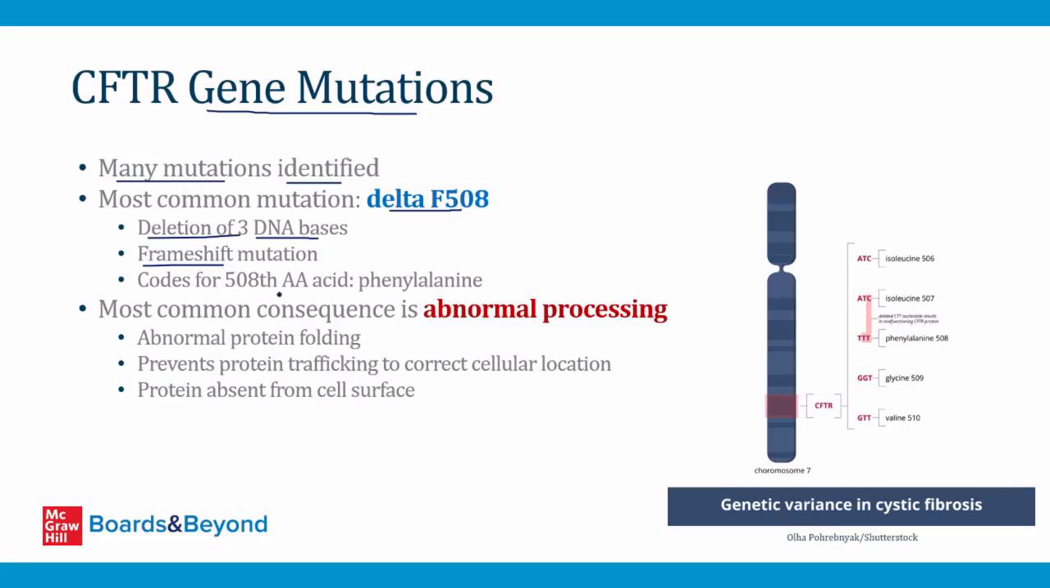This mutation involves a gene that codes for the 508th amino acid in the CFTR protein, and that amino acid is phenylalanine. And because of this, it's called the delta F508 mutation. The most common consequence of this mutation is abnormal processing of the CFTR protein. Usually it's abnormal protein folding, and this prevents the protein from being trafficked to the correct cellular location. And as a result, the CFTR is absent from the cell surface, and that leads to all those things we just talked about on epithelial cells in the last few slides.